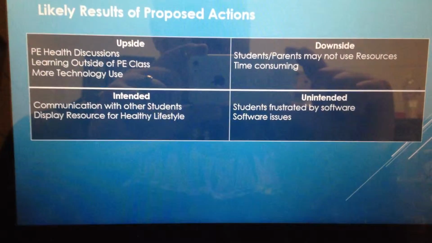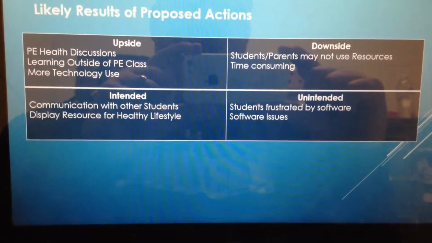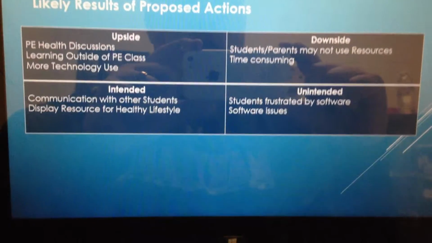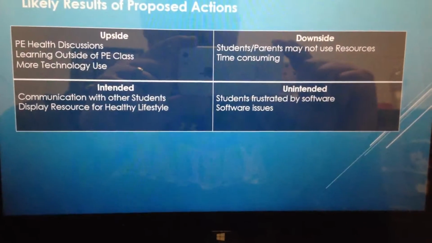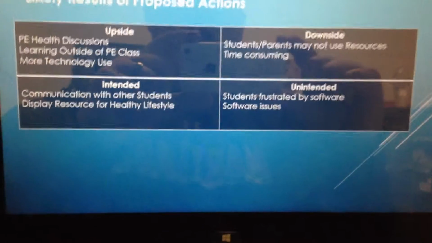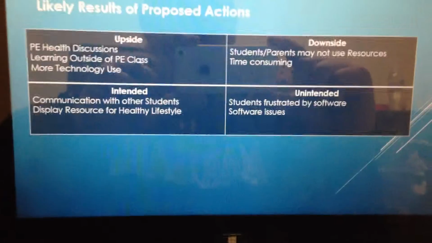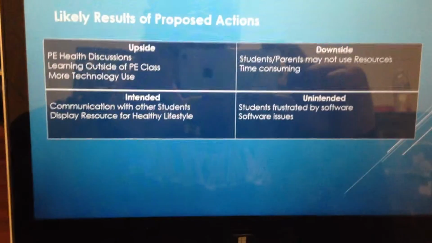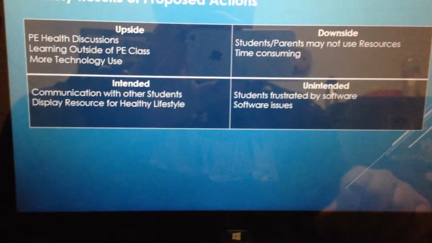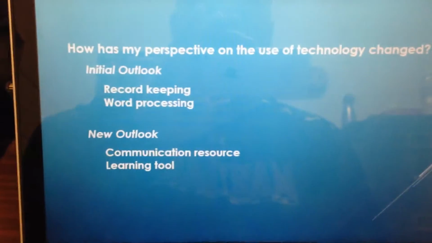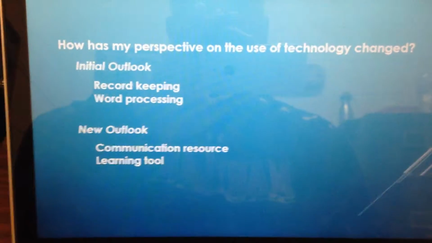Also, the software can be time consuming to learn and to navigate through, which goes into our unintended area. Students can get frustrated by the software, and there could be software issues. So we need to make sure the infrastructure for those things is set when they are online and on my different pages. How has my perspective changed on the use of technology?